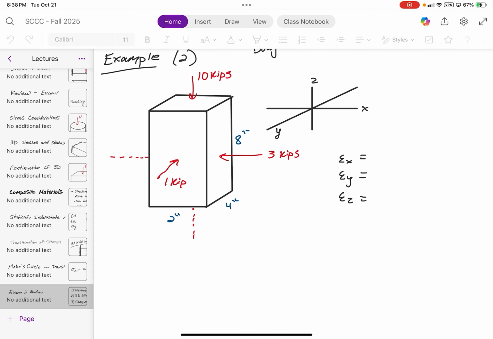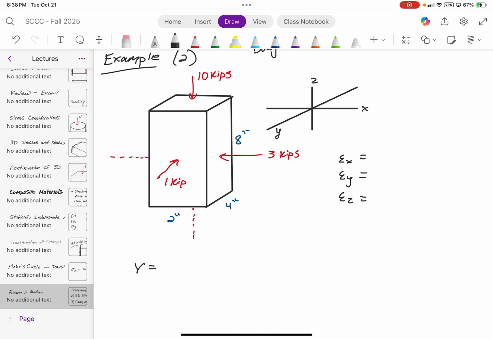All right, so let me ask you guys this. What did you need to do first? Find Poisson's ratio. What was that equal to? E over 2G minus 1. What was that equal to? 8.5. Is it really 8.5?